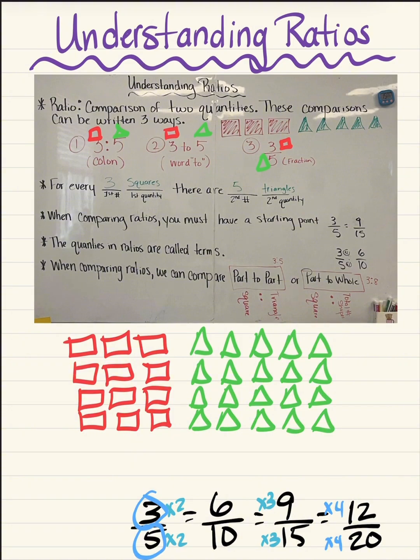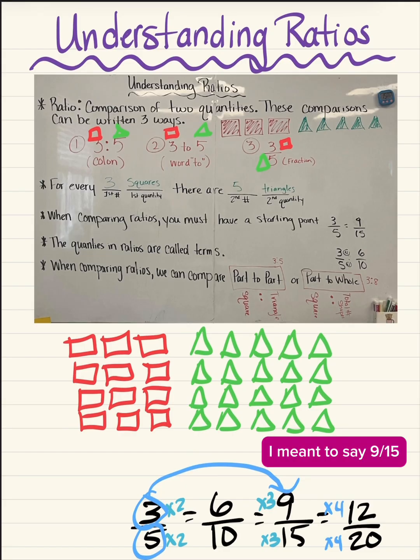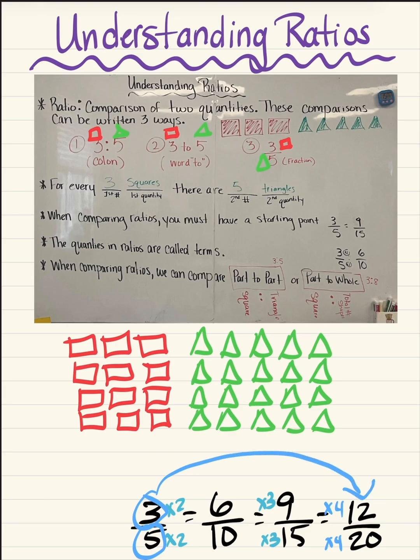Starting with our 3/5, we first multiplied by 2. That gave us 6/10. And you have to multiply the numerator and denominator. Then we multiplied both by 3, which gave us 9/12. Then we multiplied the starting fraction by 4, which gave us 12 over 20. I believe that you are getting the hang of this, so I want you to tell me how many red squares I would have if I had 45 green triangles. Make sure to leave your answers in the comment.